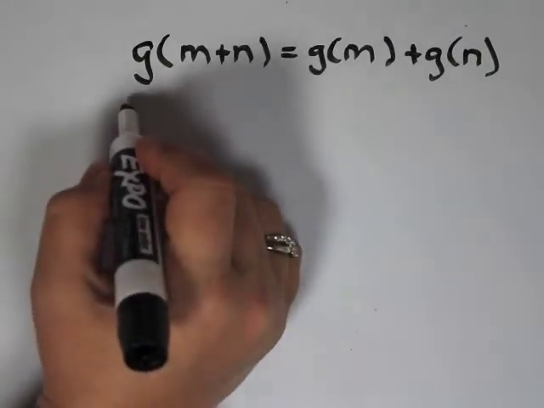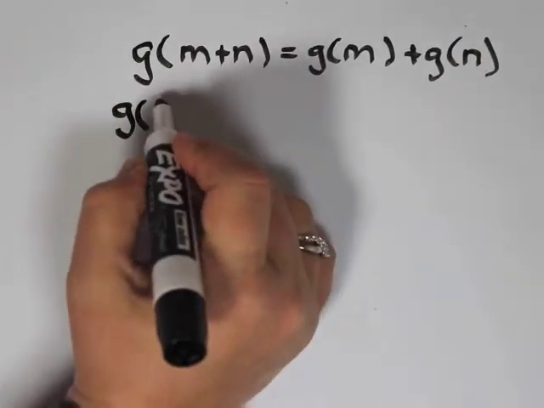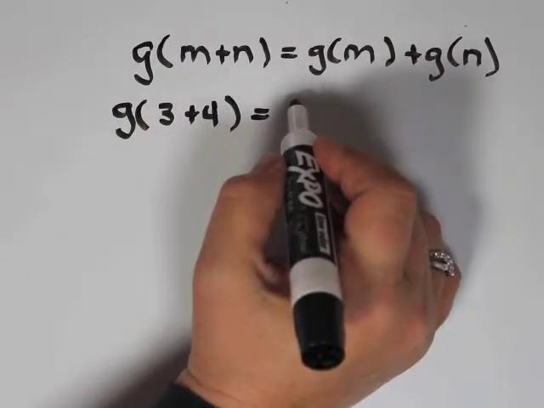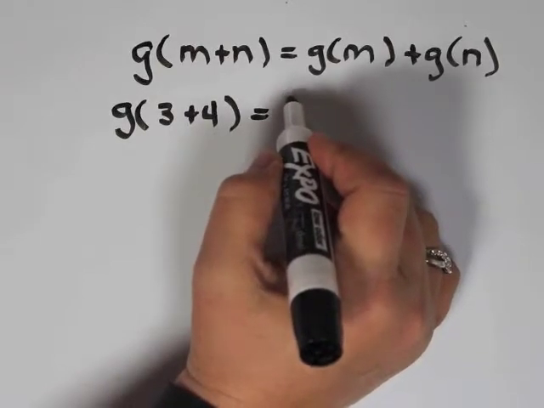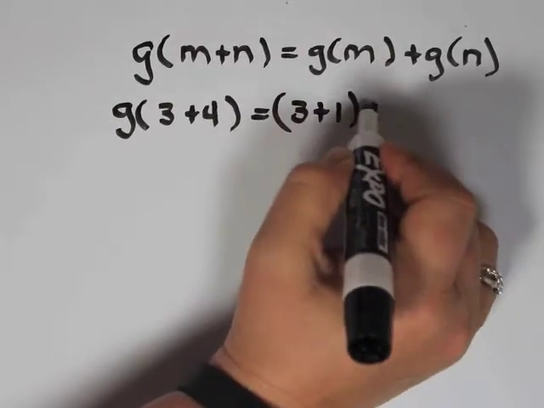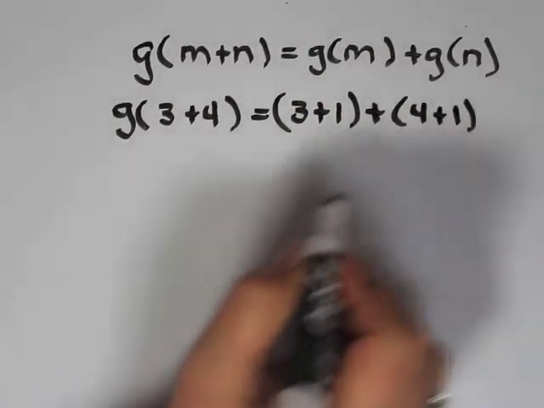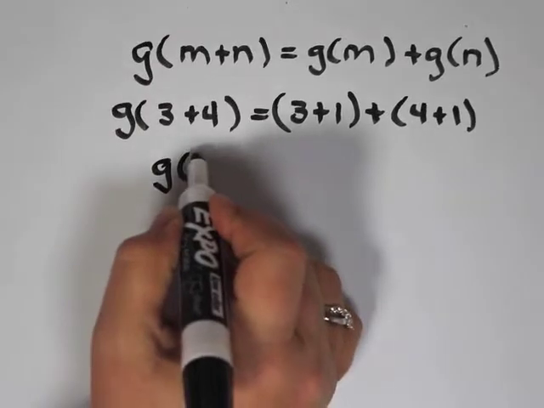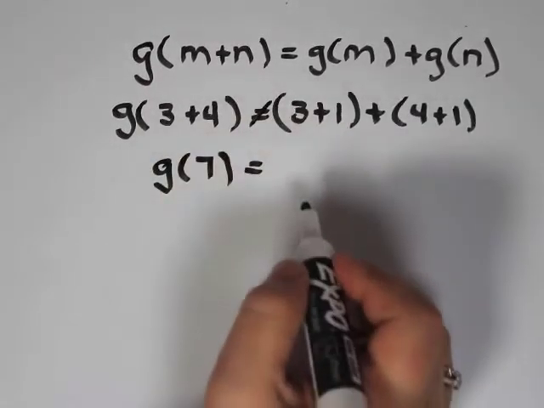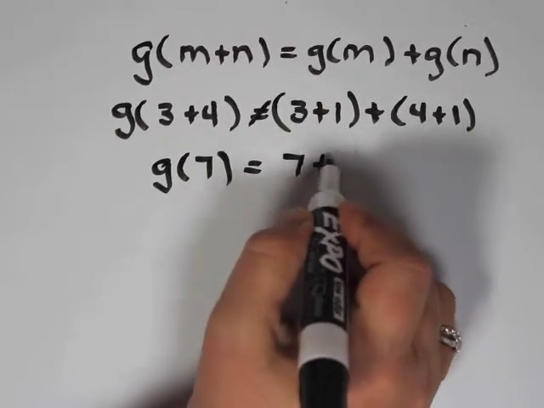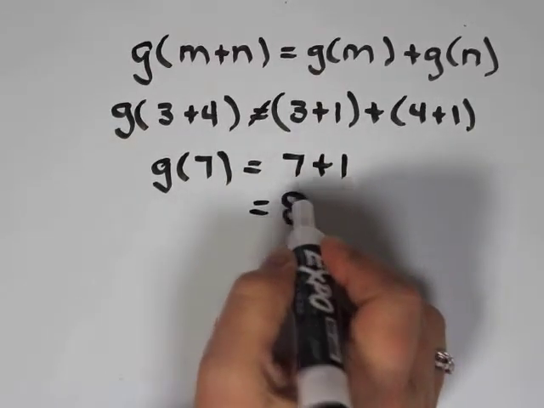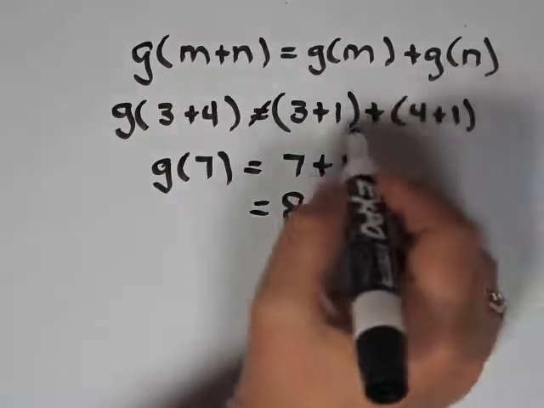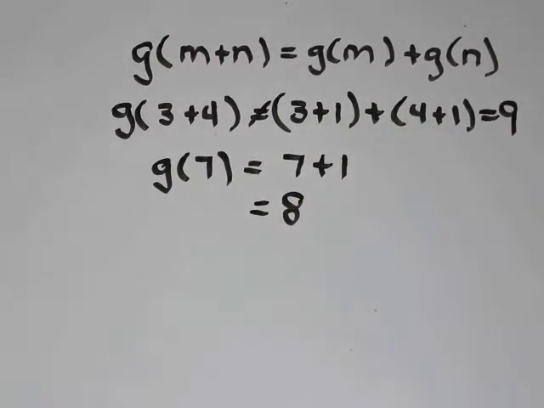Okay? But in this case, if I took something like G of 3 plus 4, well, that would equal 3 plus 1, or 4, plus 4 plus 1, right? Well, it should be. But actually, this is G of 7, and it doesn't equal that. Why? Because G of 7 is 7 plus 1, which is 8. And here I've got 4 plus 5, which is 9. So which is it?